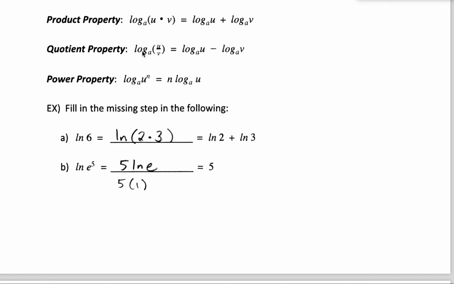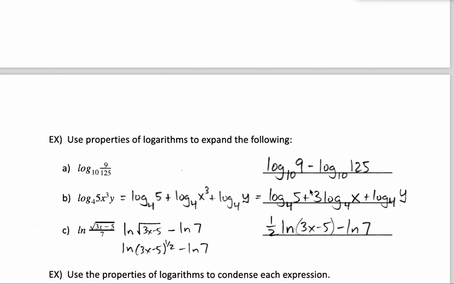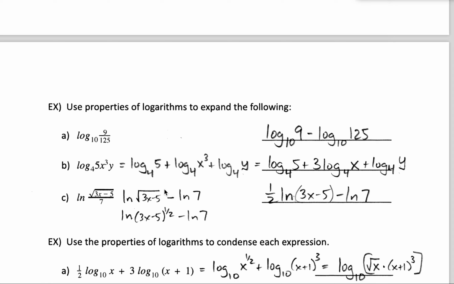Pardon the interruption there. We're going to take that log base and give it to the top number and to the bottom number. So we take log base 10 and assign it to 9, so log base 10 of 9. And we take log base 10 and assign it to 125, so log base 10 of 125, and we put a subtraction sign in between.